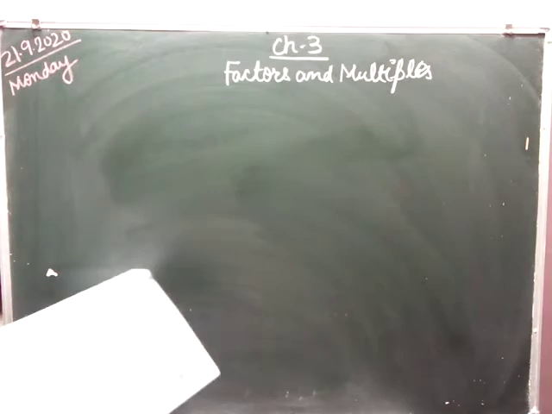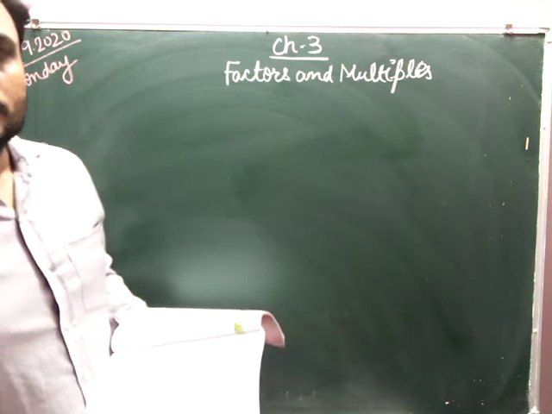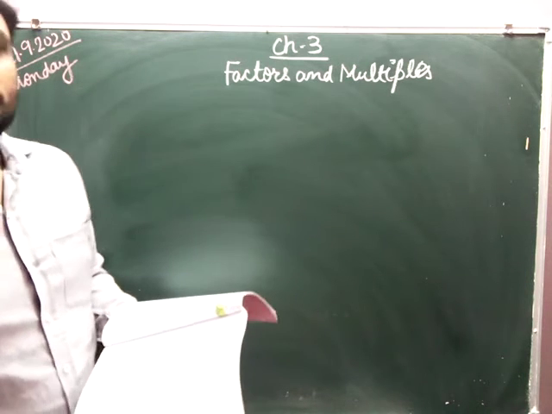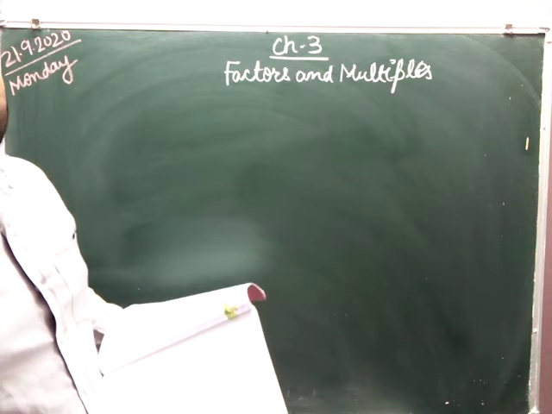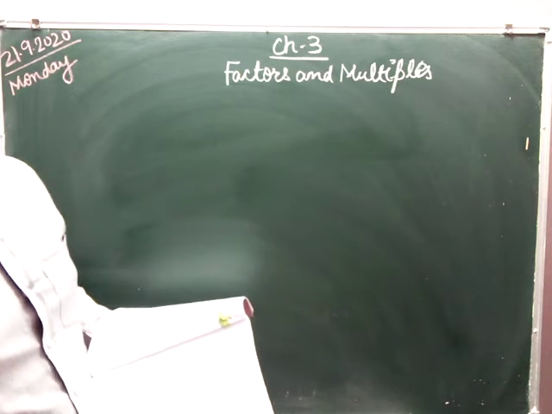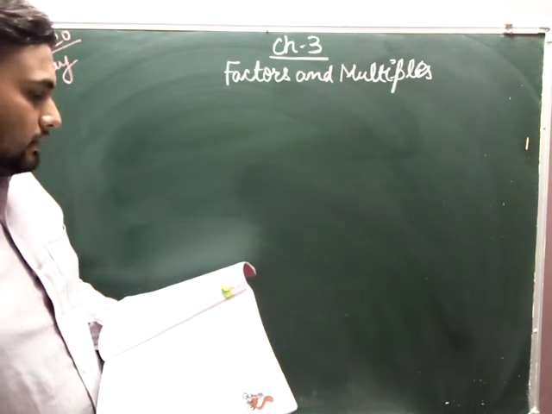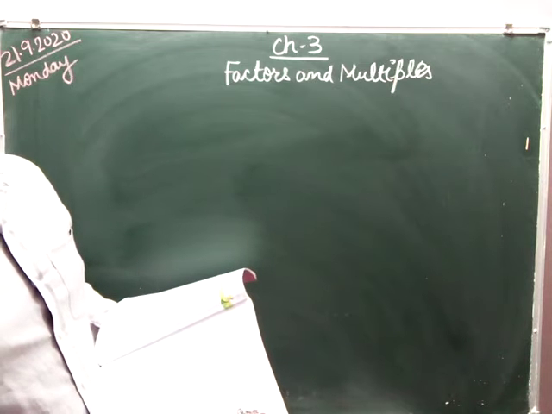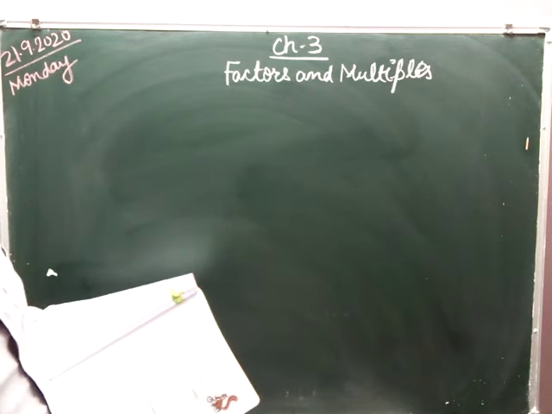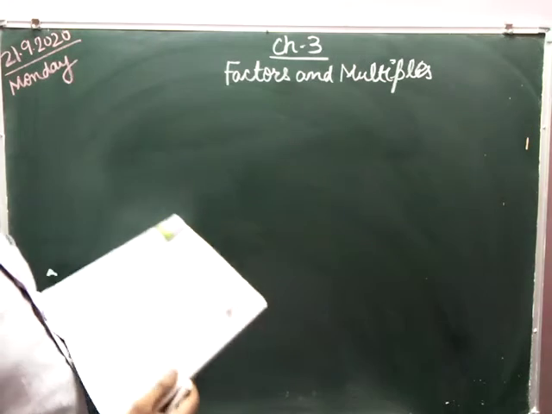Today we are going to revise chapter 3, which we did earlier. In this chapter, we have to discuss prime numbers, factors, and multiples. First we will discuss factors. A factor of a number divides the number without leaving a remainder. It's called a factor.